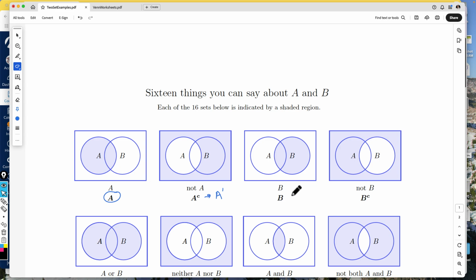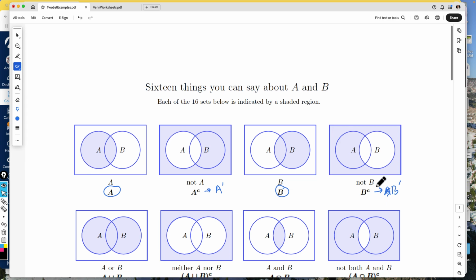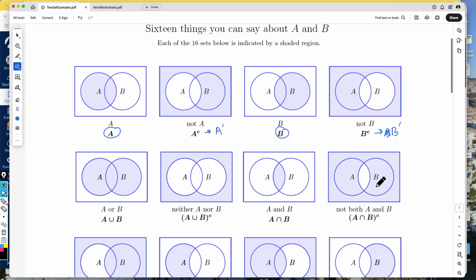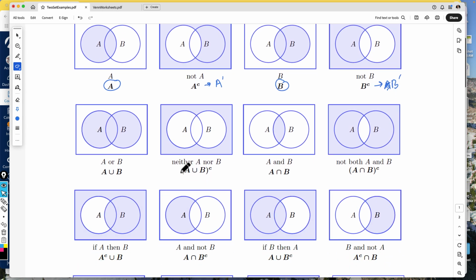Same thing with B, they're just showing that. So here's B, B is shaded. Here's B complement, or not B. So everything except B is shaded. We're going to be doing some things with 3 circles, but this is not really an answer key, just kind of definitions.